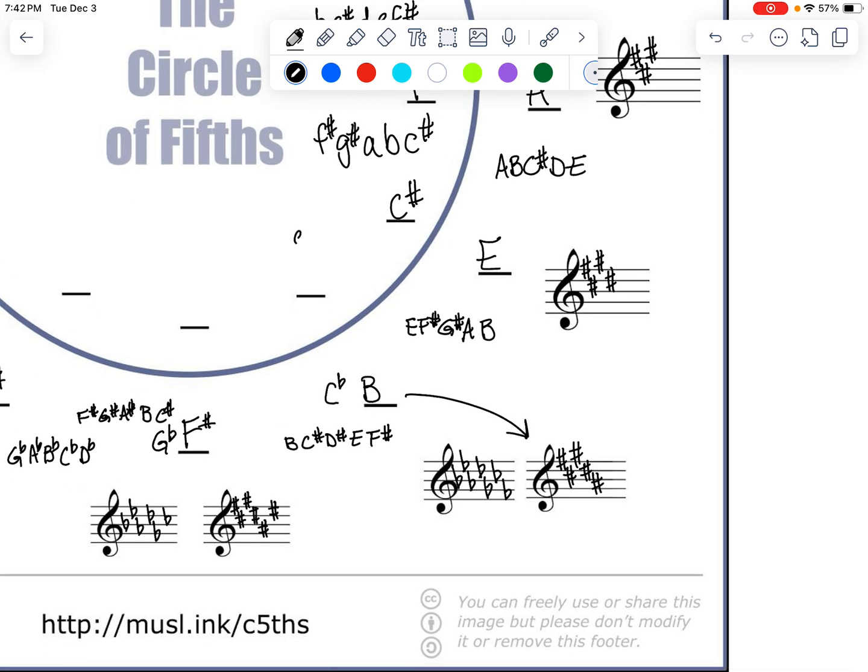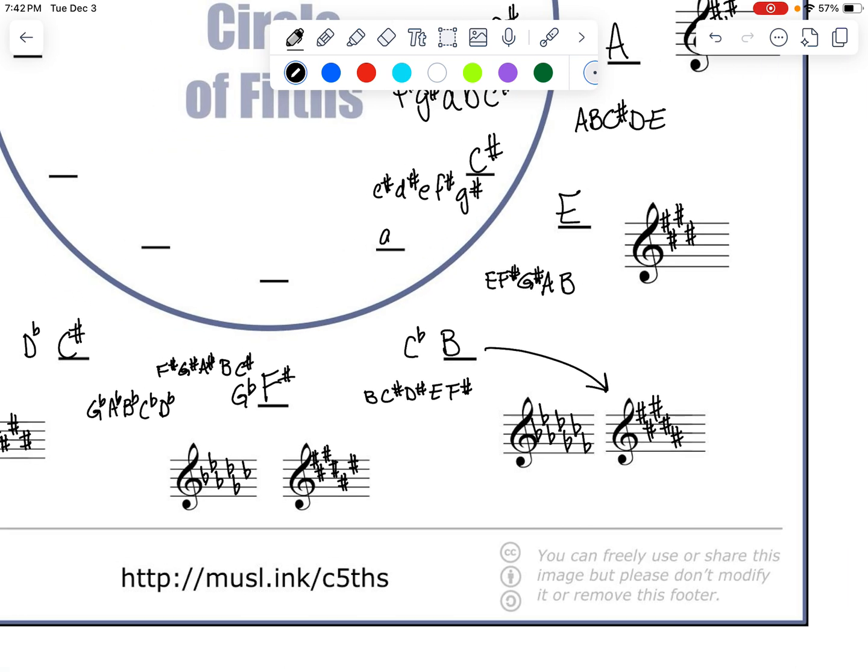Then we take that, C sharp, D sharp, E, F sharp, G sharp. That gives us our next minor, G sharp minor. Now, also, we can use our enharmonics here, where we can say, okay, the flat that is an enharmonic for G sharp is A flat. So you can absolutely do it that way. That's fine, no problem.